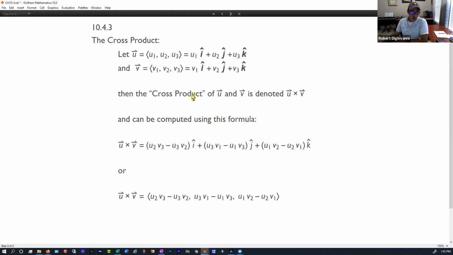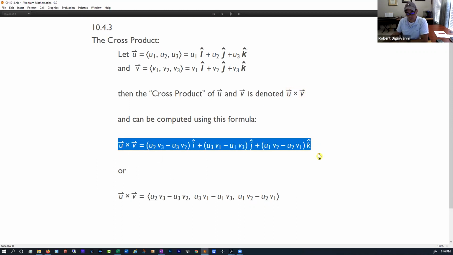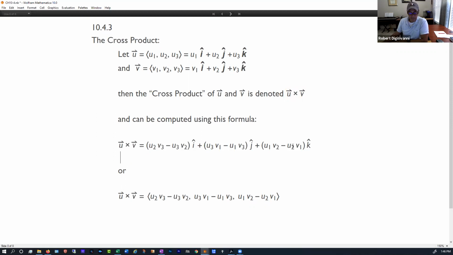So here's the cross product. We take two vectors, and the notation we use is almost like a multiplication symbol. It's like a little cross, right? In between the vectors. That's how you distinguish it from the dot product. And then there's a formula for it, which you're free to memorize.